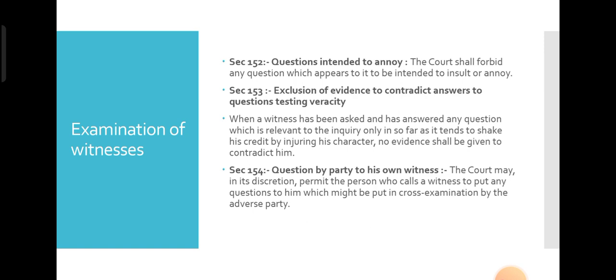Okay. Now section number 153 talks about the exclusion of evidence to contradict answers to questions testing veracity. Like if we read it, when a witness has been asked and has answered any question which is relevant to the inquiry only in so far as it tends to shake his credit by injuring his character, no evidence shall be given to contradict him.